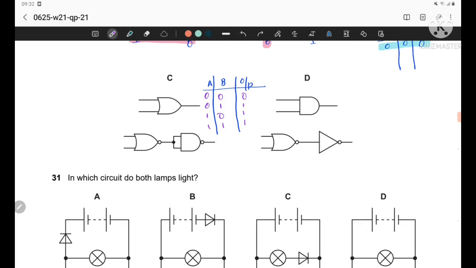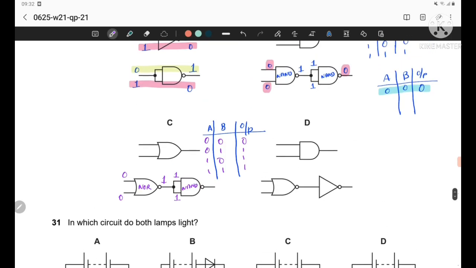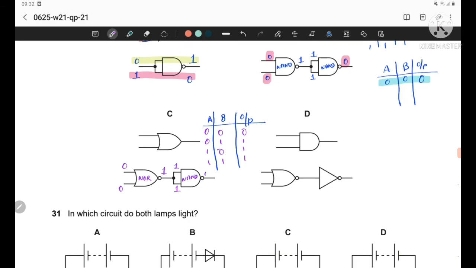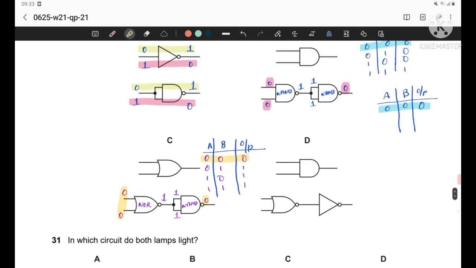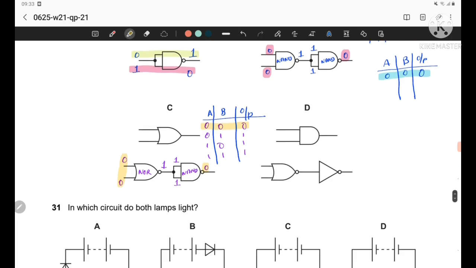We can start with the first possible input, that is 0, 0, and we know that the output will be 1 since it is a NOR gate. Now this 1 we are connecting to the input of a NAND gate, and the output of a NAND gate when both inputs are 1, 1 will be 0. So here we can see when both inputs are 0, the output is 0, same as the OR gate, where when both inputs are 0, the output is 0. So for option C also we are not getting an output which is different between the first and second logic gate. So the only option remaining is option D, so that will be the correct answer. And if you check, you will not get the same outputs for both the logic gates.